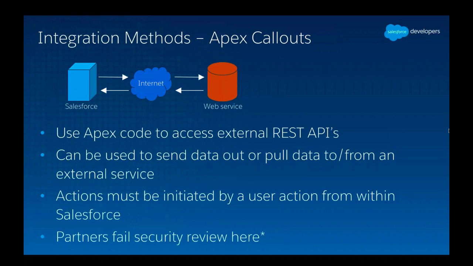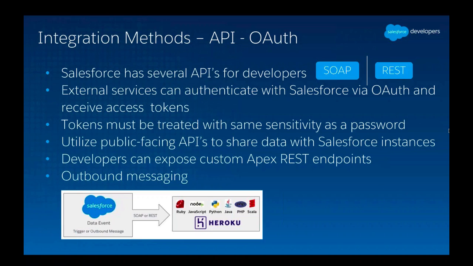But one of the things that we mostly see in partners' code is that these Apex callouts are not initiated by a user action, which sometimes creates a security problem. If the data is actually requested by the user, then those actions must be initiated by user action rather than just automated within Salesforce. We mostly suggest that you stick to the API provided by Salesforce, but if you still need to write a custom API or expose REST endpoints, you can do that too, and you can use Apex callouts to push and pull data within Salesforce.